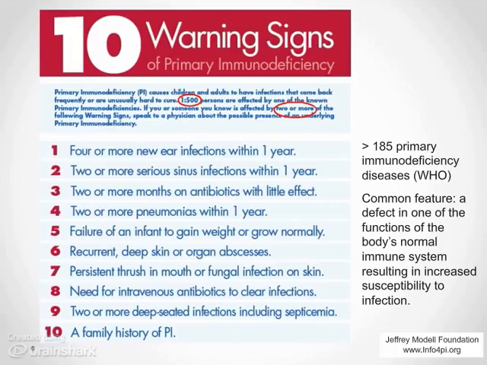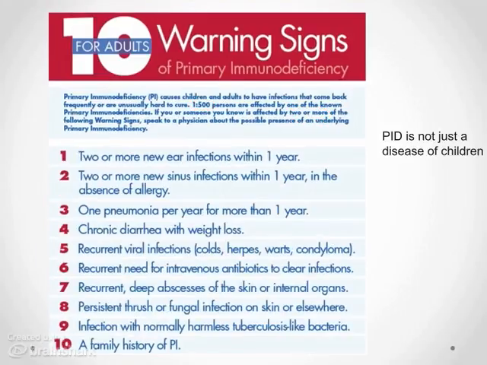The Jeffrey Modell Foundation has developed posters of warning signs for PID. This poster covers 10 warning signs for both children and adults, including frequent ear infections, ineffective antibiotics, frequent pneumonia, or failure to thrive. For adults, the warning signs are similar, but also include repeated sinus infections, chronic diarrhea, as well as recurrent viral infections. Again, PID is not just a disease of children.